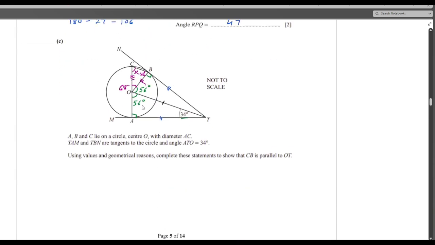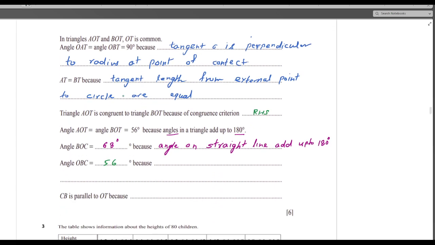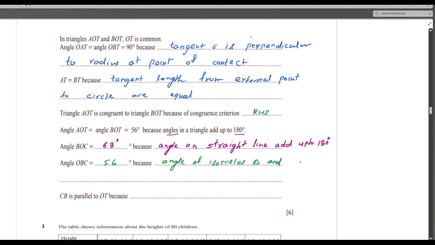The reason we say that they are 56 is because of the angles of an isosceles triangle, and the sum of the angles of a triangle is 180 degrees.